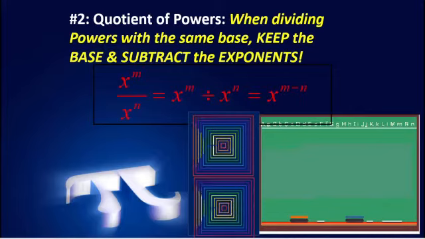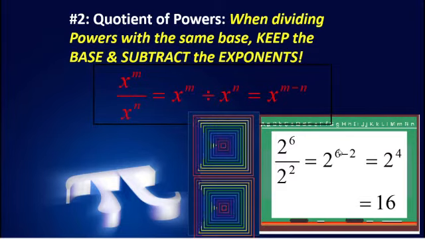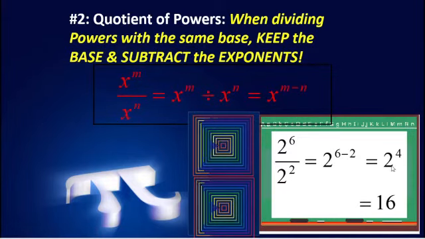So by example, by applying quotient of powers, we could have 2 to the 6th over 2 squared. All we have to do, since parehas naman ang base nila na 2, that is equal to 2, and then raise 2 to the exponent of the numerator minus the exponent of the denominator. That is 6 minus 2. So pag sinimplify natin yan, that is equivalent to 2 to the 4th power, which is also equivalent to 16.